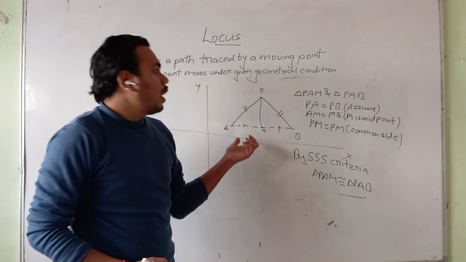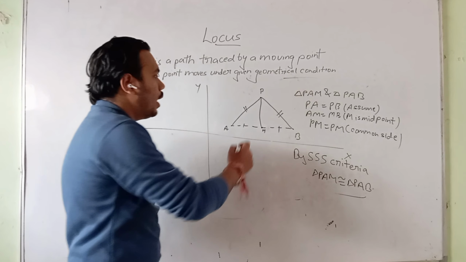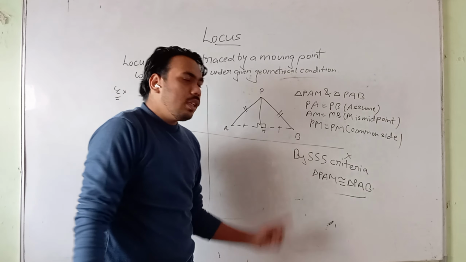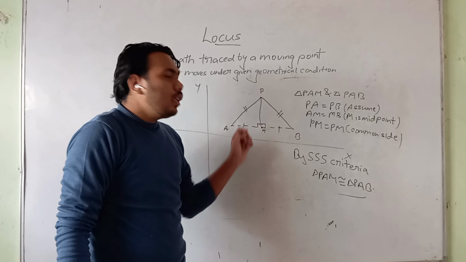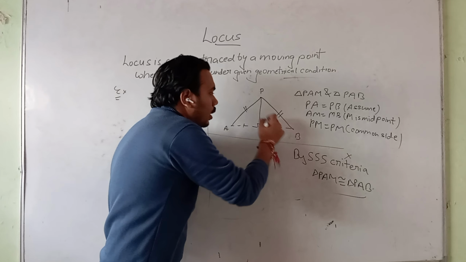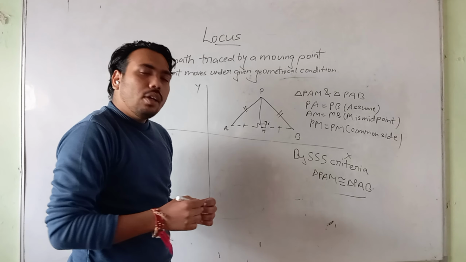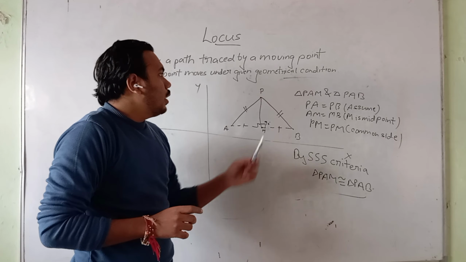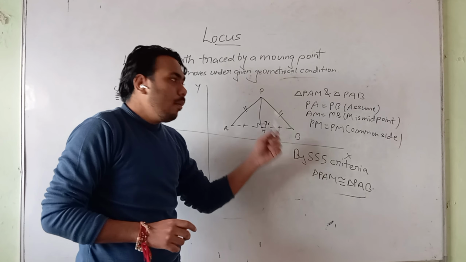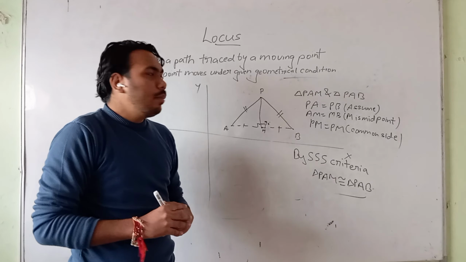Since these triangles have been proved congruent, I can say that these two angles are equal. But since we know that the angle formed on a straight line is 180 degrees, I can say that each angle is 90 degrees. The conclusion drawn here is that if I take any point in the plane which is equidistant from A and B, it makes a right angle at the midpoint.